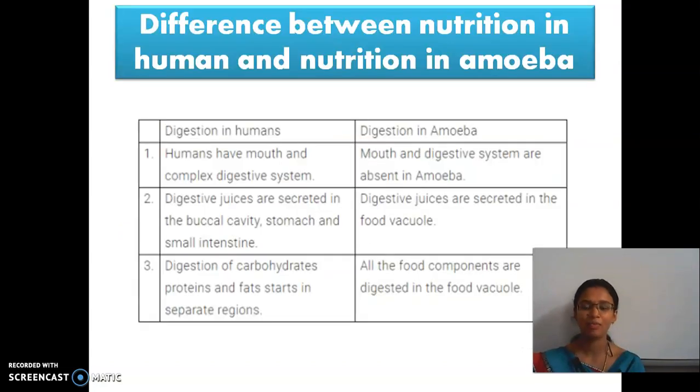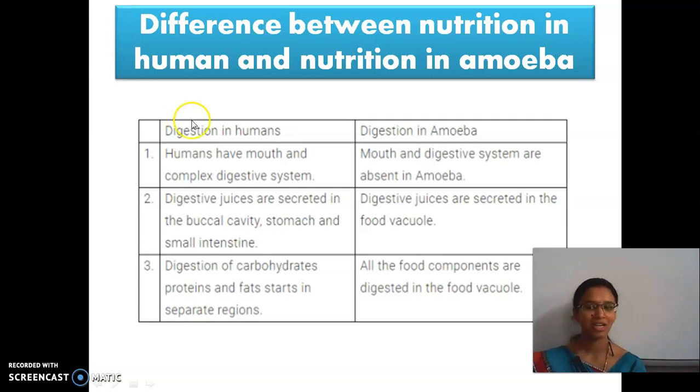And then next one. What is the difference between nutrition in amoeba and nutrition in human beings? Tell me the similarity between the both. What is the similarity between nutrition in amoeba and nutrition in human beings? Good. Both human beings and amoeba take food for getting energy. So that is the similarity between both, right? They need food to get energy. So what is the difference between them?